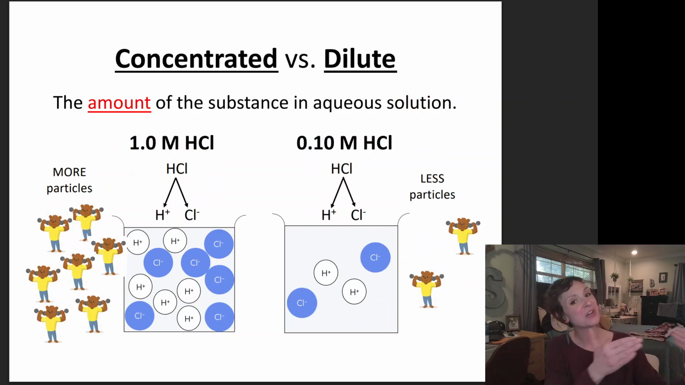Okay, now concentrated versus dilute. This is a numerical amount of the substance that you have in aqueous solution. In other words, a concentration, a molarity. So if I have a 1 molar hydrochloric acid solution versus a 0.1 molar hydrochloric acid solution, these are both hydrochloric acid solutions. These are both strong. How do I know it's strong? Because hydrochloric acid is a strong acid. All of them will break apart into ions, okay? Now, the differentiating factor is the more concentrated guy, the higher molarity, will have more particles. The lesser molarity guy will have less particles, okay?